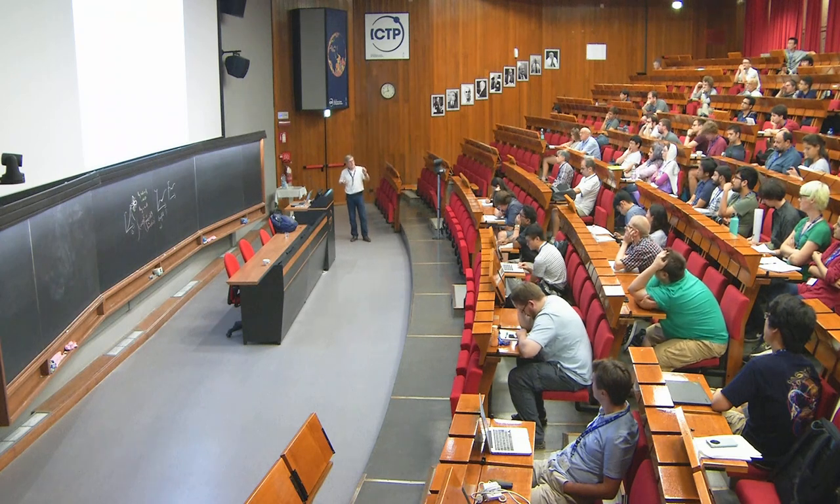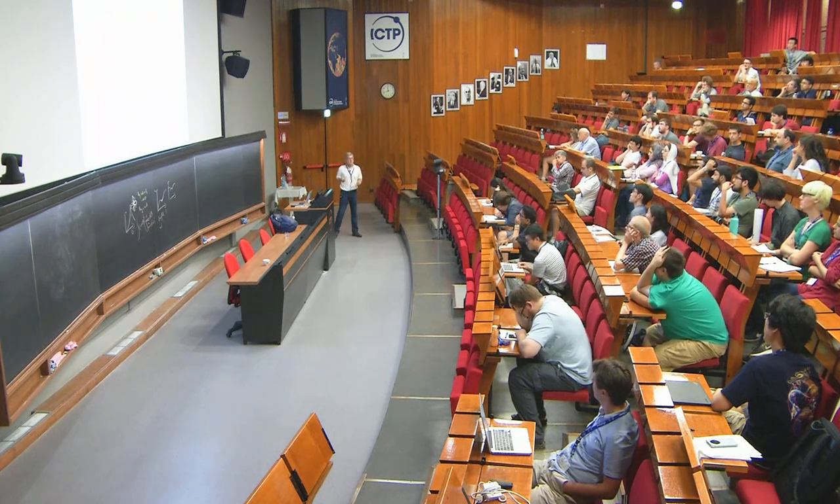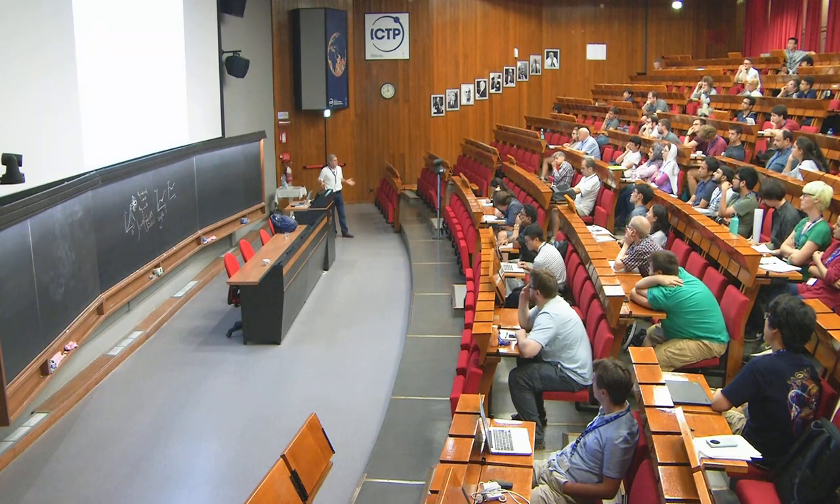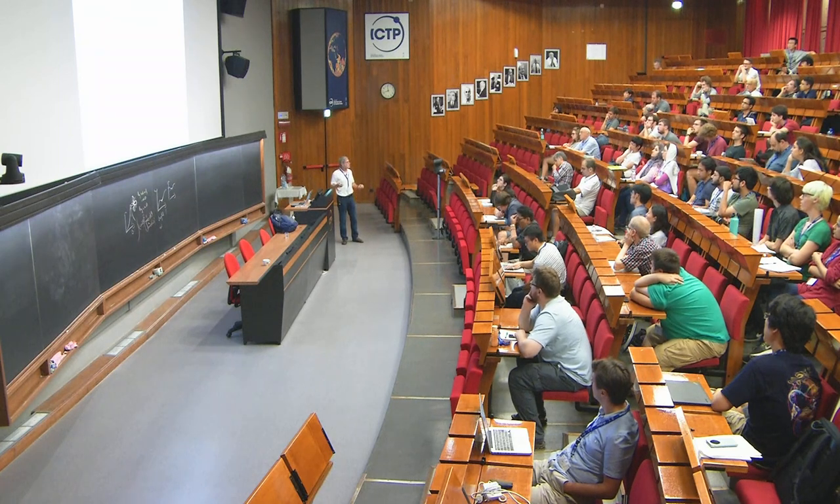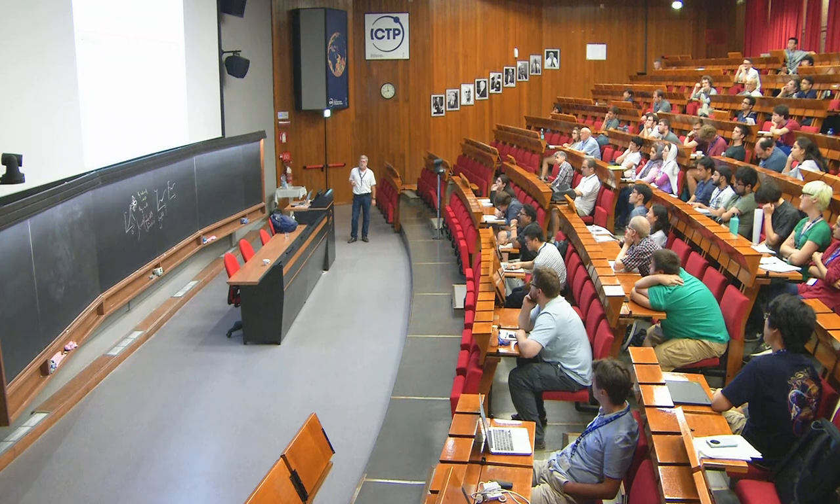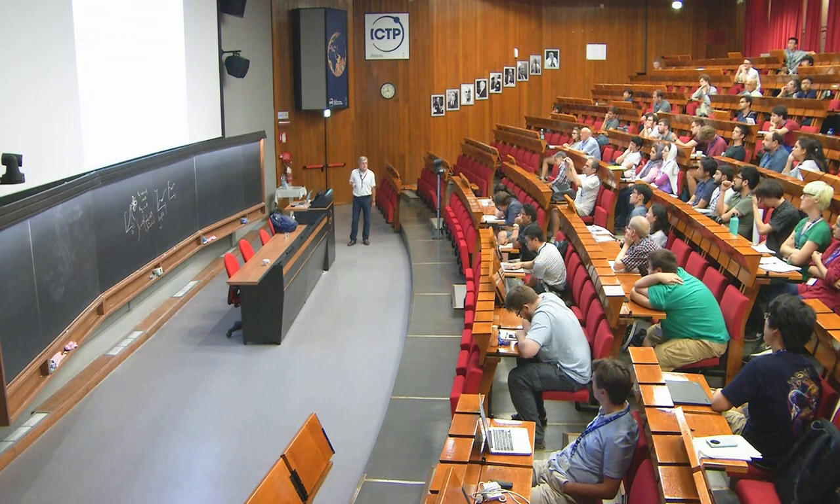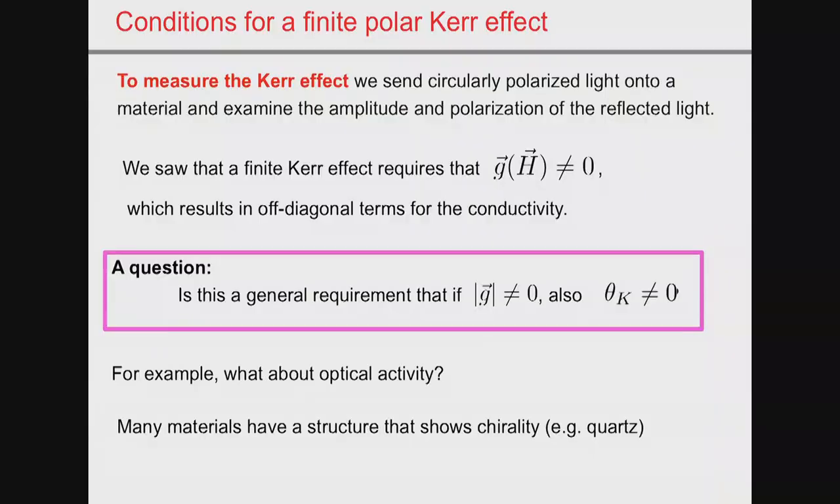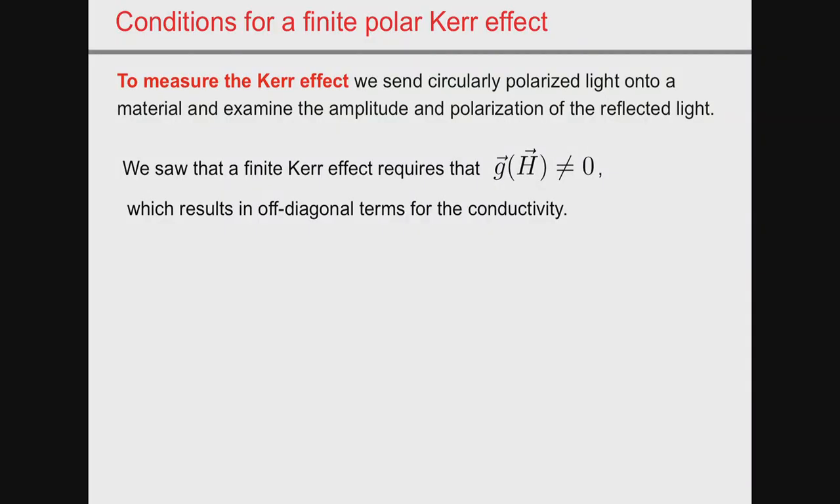Okay, I want to now talk a little bit more about the Kerr effect. The Kerr effect has become very popular in topological materials; people measure that. So I want to talk about the conditions for the Kerr effect and the Kerr effect as measuring time reversal symmetry breaking. In the presence of a magnetic field, we have a finite gyrotropic term, and therefore we have differences in the indices of refraction. We went through the steps, or you will go through them later when you look at the notes.